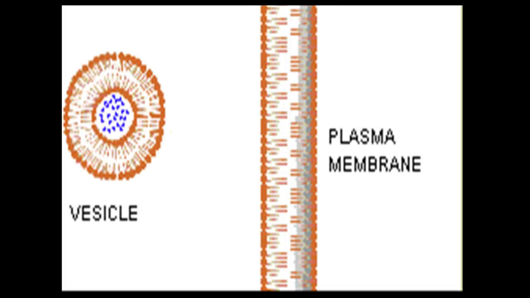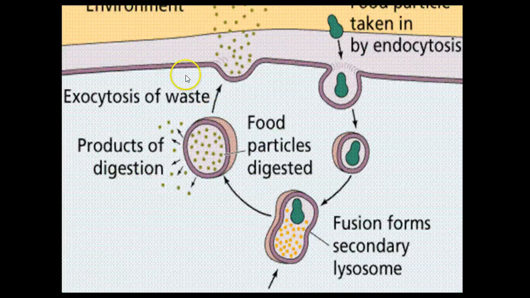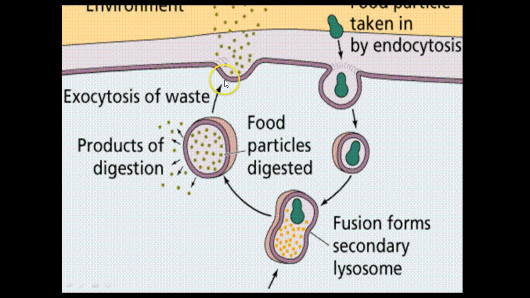And this is actually exocytosis, but endocytosis is actually the reverse of that. So here's what endocytosis looks like. We're taking in maybe a food particle. It makes an enfolding of the cell membrane and closes it in a vesicle. And then the food particles are digested, and then it's removed by exocytosis.